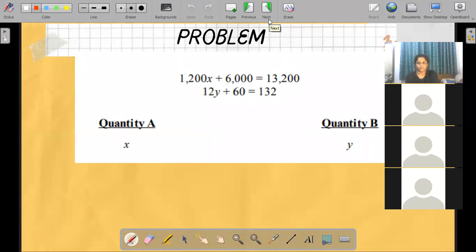Yeah, this problem. Same, it's a quantitative comparison. Let me know what is the answer.